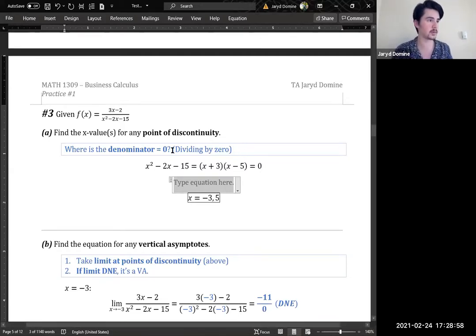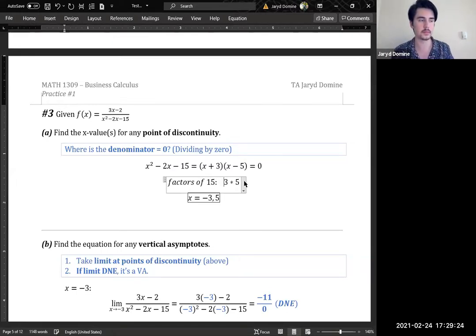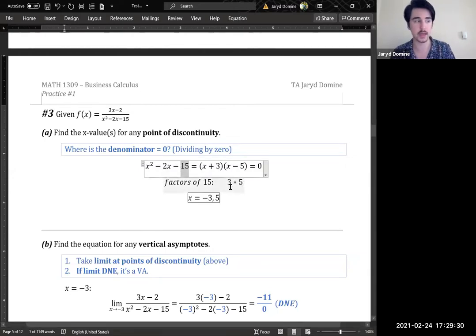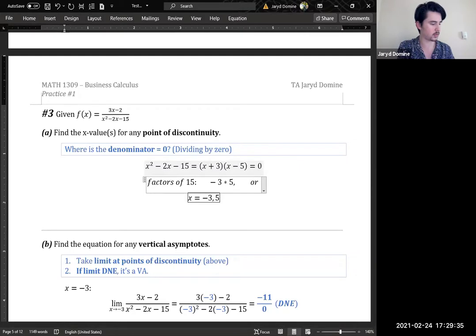So we have x squared minus 2x minus 15. What I do is I look at the factors of 15. Let's look at 3 and 5. So what I'm thinking when I do this is, okay, 15 equals 3 times 5. There are other factors, but these work. So if I'm trying to make 15, I need either minus 3 times 5 or 3 times minus 5.